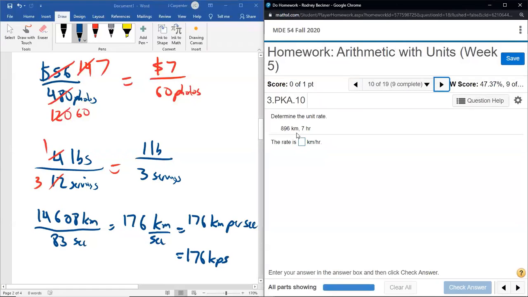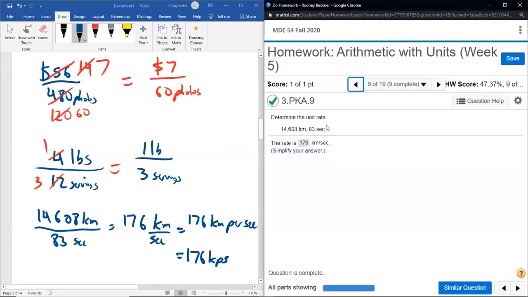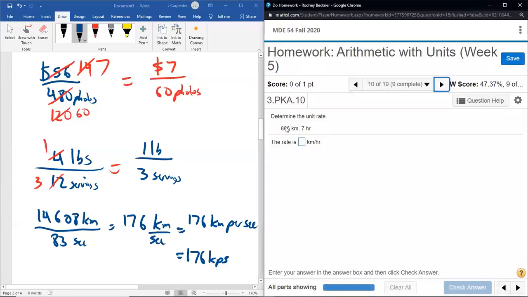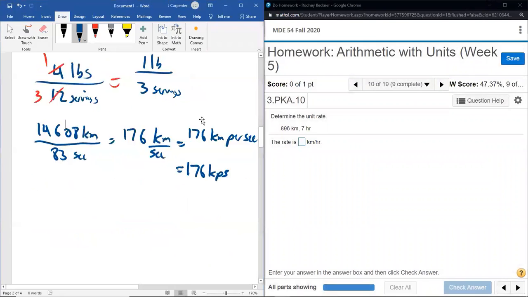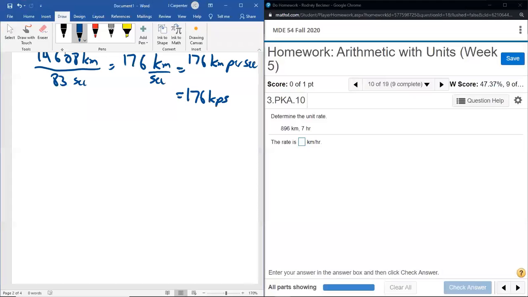All right, 896 kilometers, which is a much smaller distance, over 7 hours, which is a much longer time. See, this last problem was in kilometers per second. We did a whole lot of distance over a very small amount of time. That's 1 minute and 23 seconds. Whereas now we're covering, it's still triple digit kilometers, but over 7 hours. So let's see what we get.